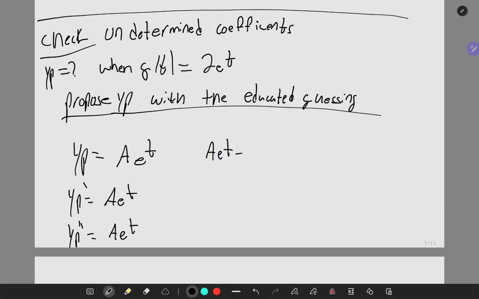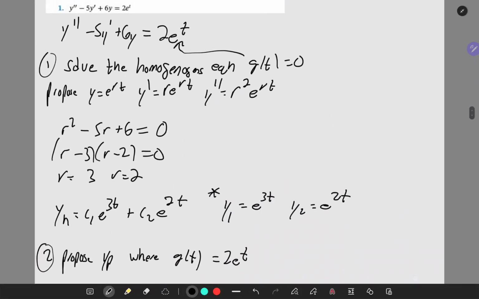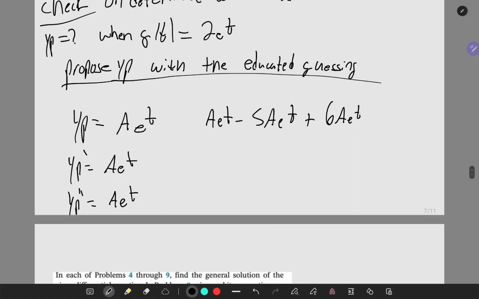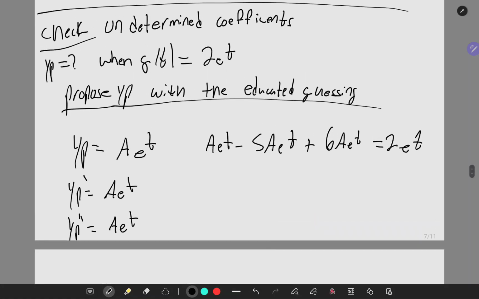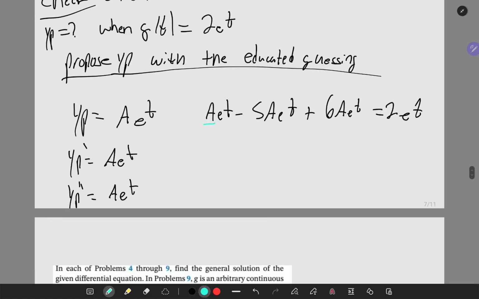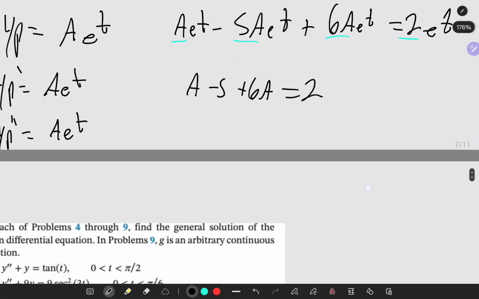I think it was plus 6y. So plus 6a e to the t is equal to, it was 2e to the t, right? So we plugged them in, and then we set equal the like terms. So this and this will be set equal. So a minus 5 plus 6a is equal to 2. 7a minus 5 is equal to 2.